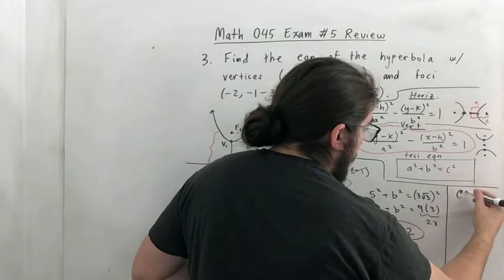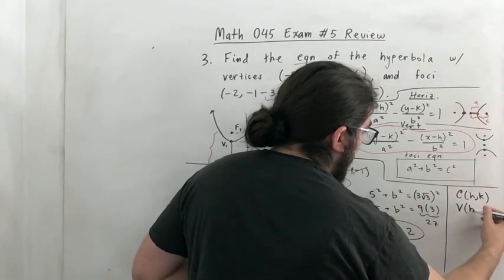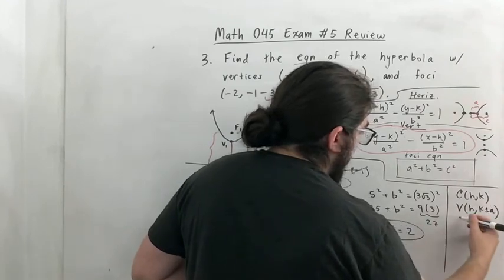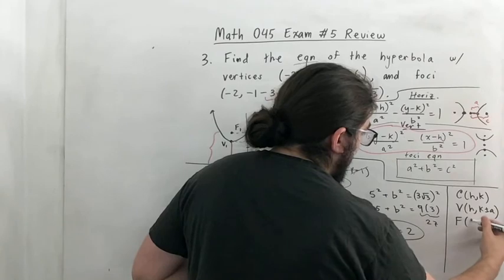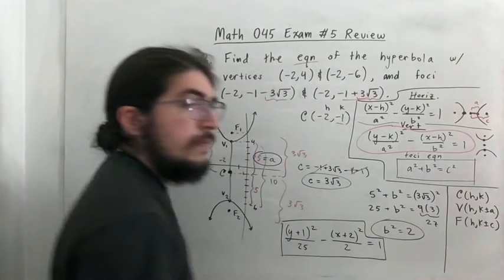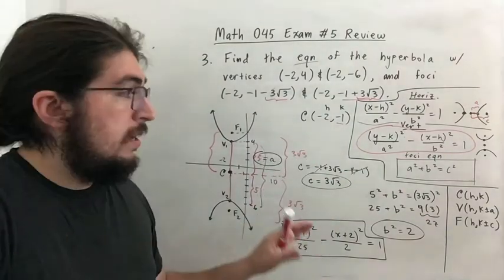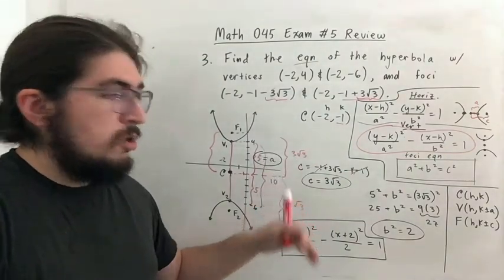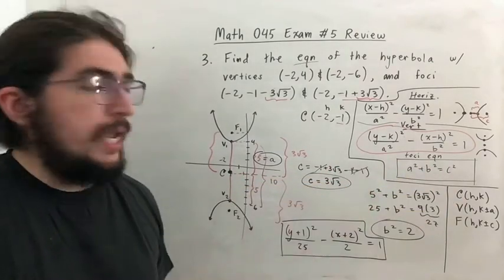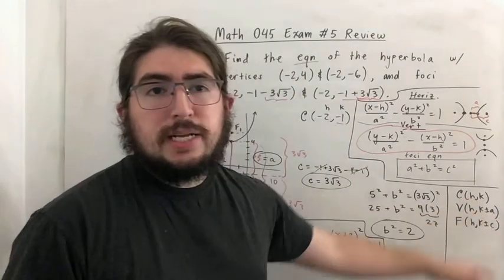If your center is h comma k, then your vertices are going to be h comma k plus or minus a, and your foci will be h comma k plus or minus c. Now, this is actually only for vertical cases. For horizontal cases, we do a plus or minus basically to h instead of to k. So here we're changing the y value by adding and subtracting an amount.